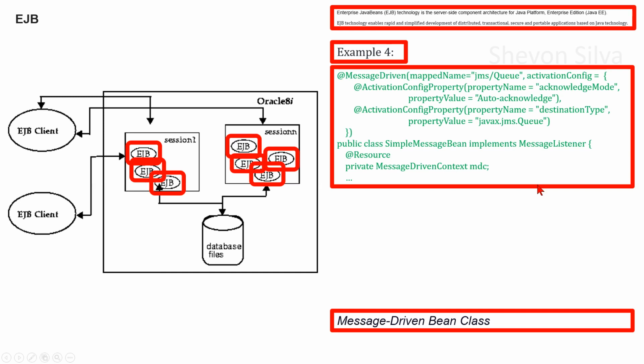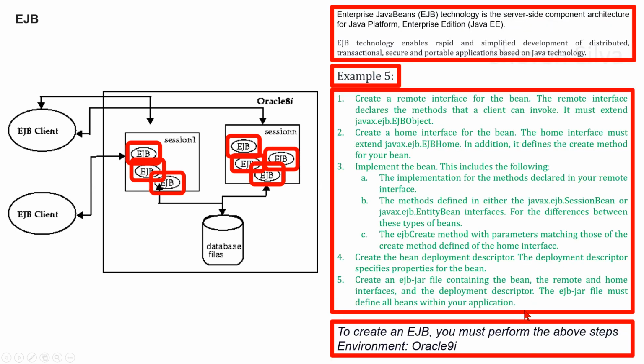As an example 5, we can consider this. To create an EJB, you must perform these steps. Step 1, create a remote interface for the bean. The remote interface declares the methods that a client can invoke. It must extend javax.ejb.EJBObject. Step 2, create a home interface for the bean. The home interface must extend javax.ejb.EJBHome. In addition, it defines the create method for your bean.